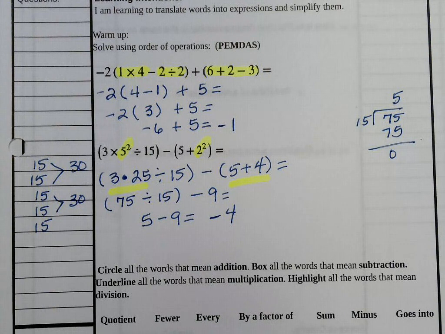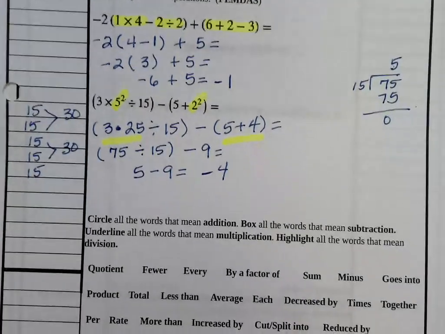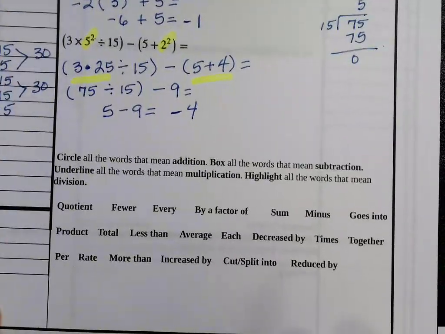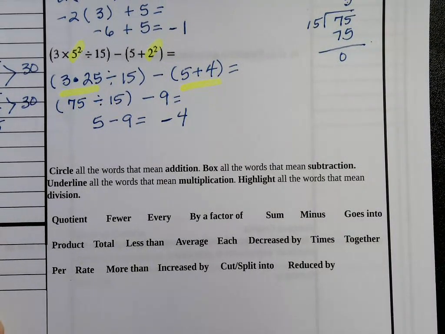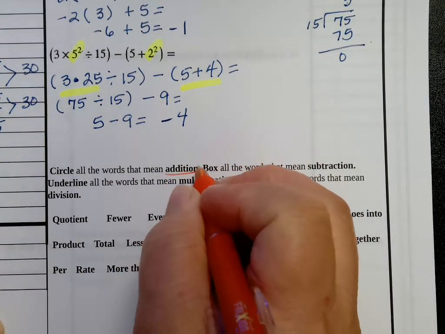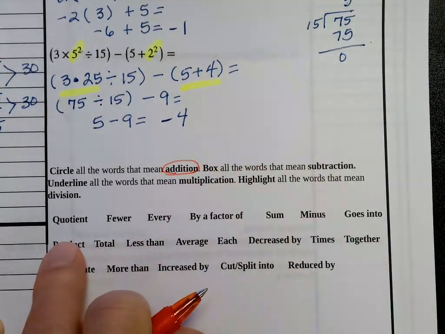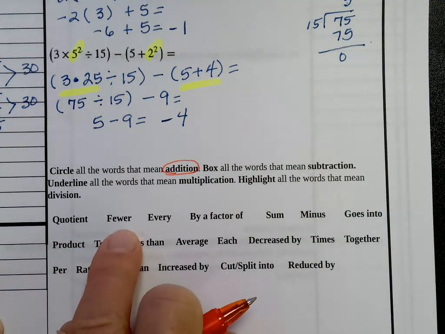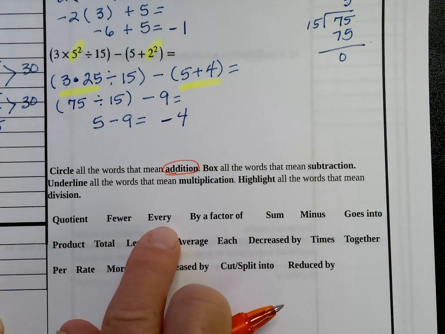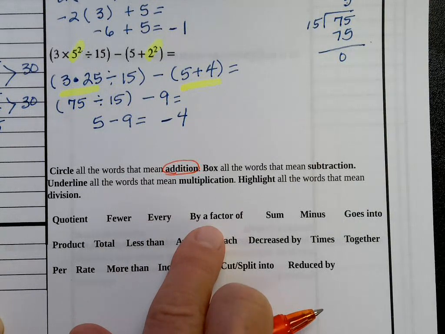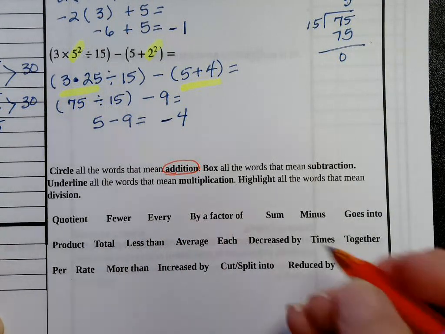Okay, we're looking at what we need to do. What words do we need to understand mathematically when we look at a written phrase? So we've got all these words, and we're going to start by circling all the words that mean addition. I'm going to circle these. Okay, quotient, no, that's division. Fewer, no, if we're adding, it's getting more. Every, nope. By a factor of, nope.